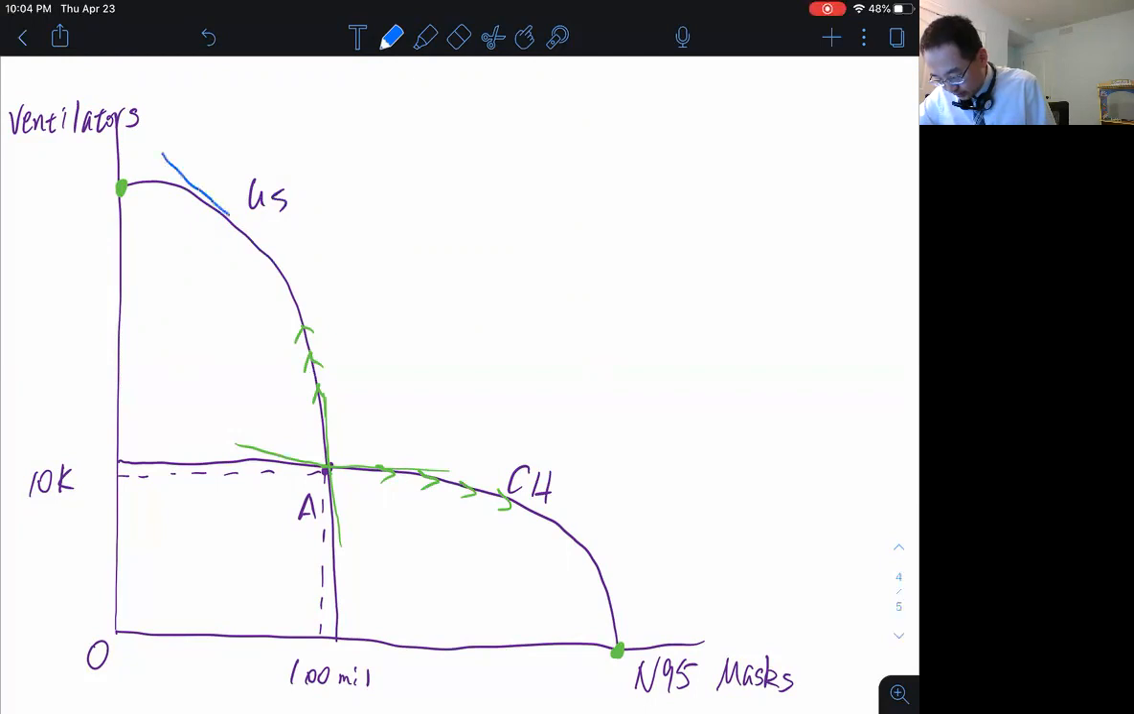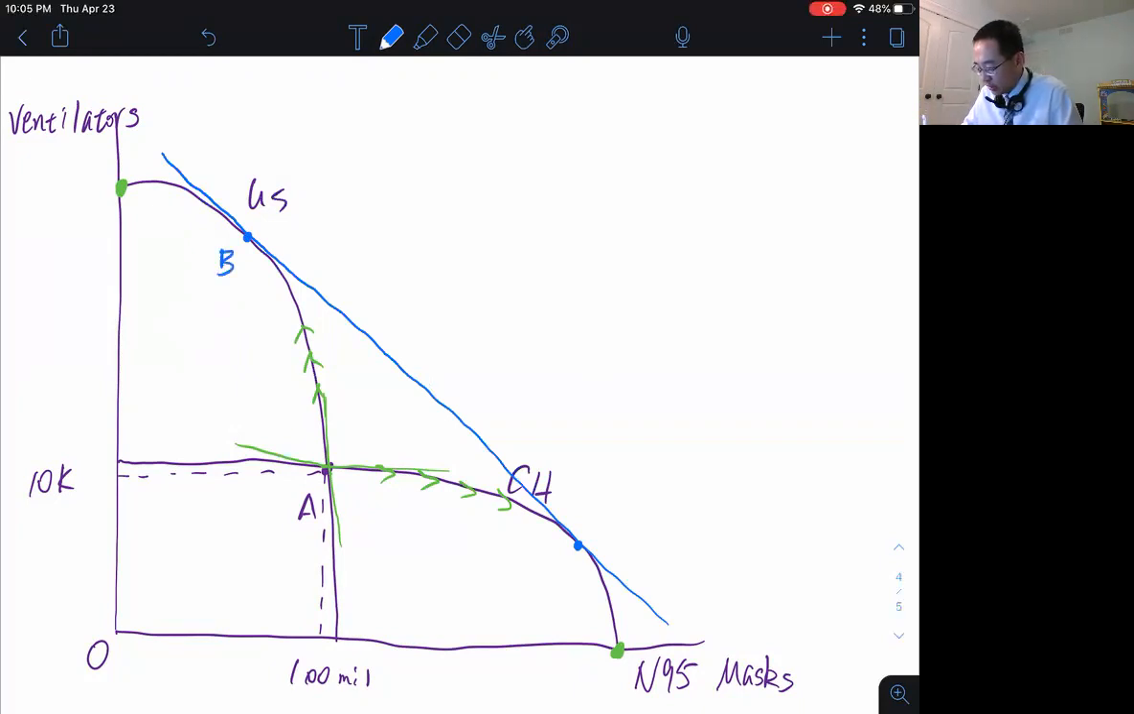Right, so let's say there's a straight line that somehow goes like this. Okay. Now, you can see that it lies tangent right here against the US curve, and it lies tangent right here against the Chinese curve. So, that is then where we specialize to. Okay, so we will go from point A, call this point B. China will go from point A to point C, and then we stop. And this blue line is what our consumption possibilities can be after we start trading.